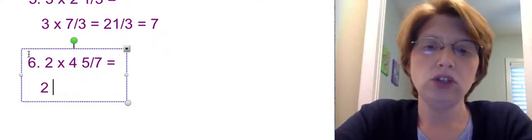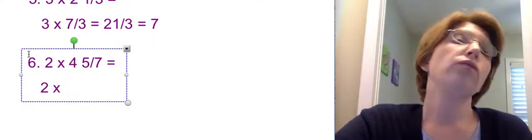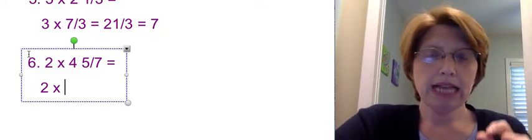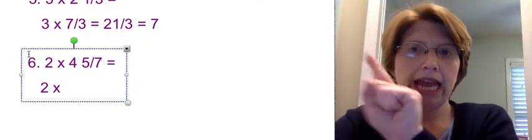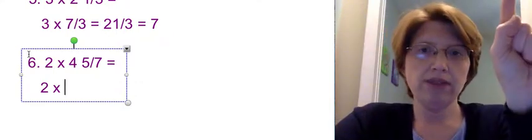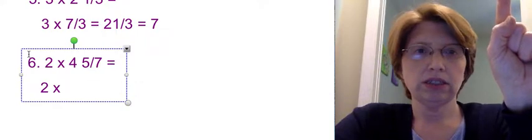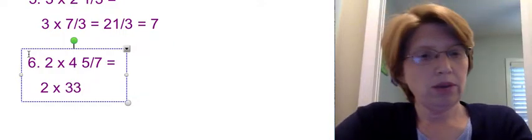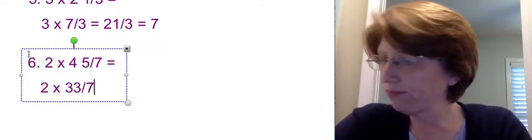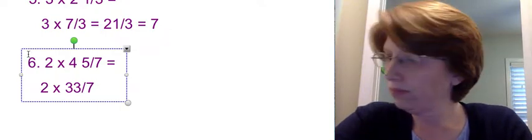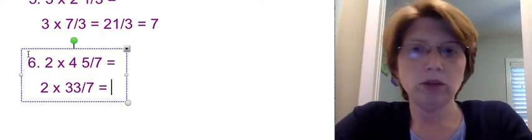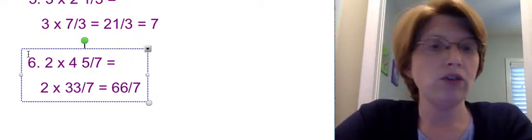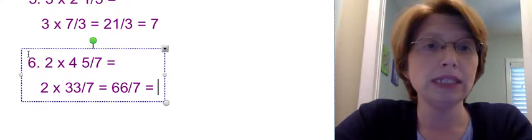I'm going to keep the 2 the same. Now I'm going to change 4 and 5/7 into an improper fraction. Start at the bottom. 7 times 4 is 28 plus 5, 33. Bring over the 7. And then I'm going to multiply straight across. 2 times 33 is 66. Bring over the 7. Change it back into a mixed number.